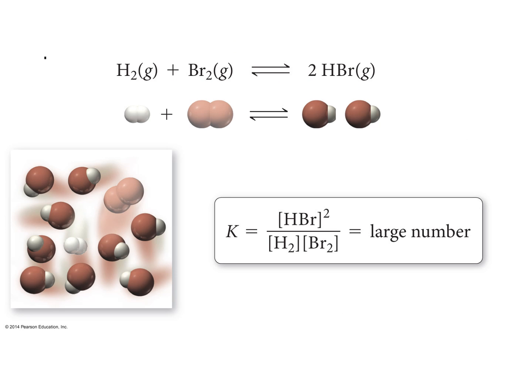Here's just an example. We have hydrogen and bromine, and we're making HBr. We see the equation up top. On the left, we have a picture. We can see at equilibrium, we only have one molecule of Br2, one molecule of H2, and lots of HBr. So we would expect this top to be much bigger, so we would expect a large number, or we say the equilibrium favors the formation of the products.